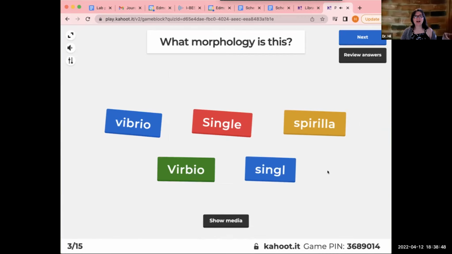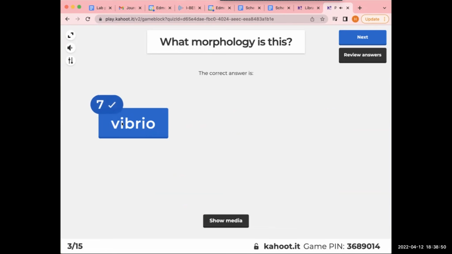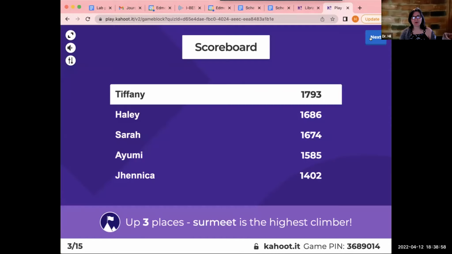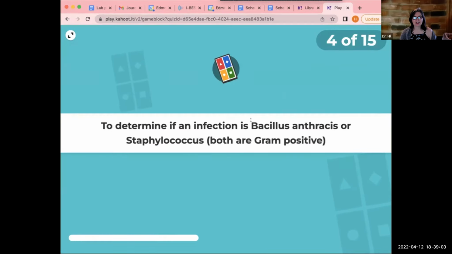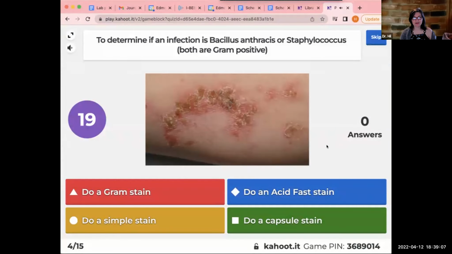Great. So Vibrio, and there was one that was correct that just accidentally had a typo, so you were right too. Vibrio, that little C-shaped morphology. To determine if an infection is Bacillus anthracis or Staphylococcus, both of which are gram positive, what would be the best thing to do?